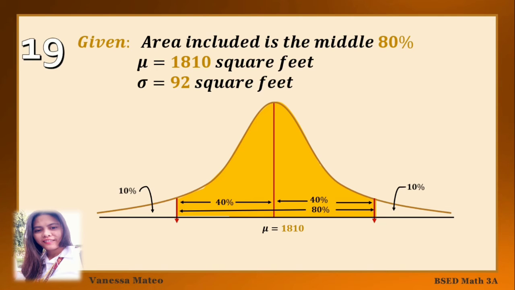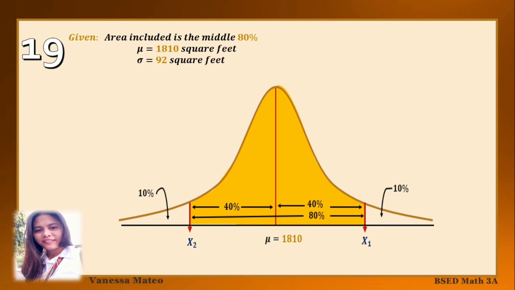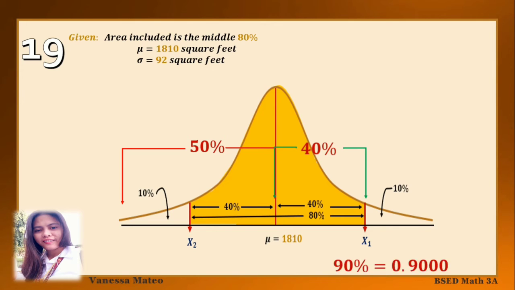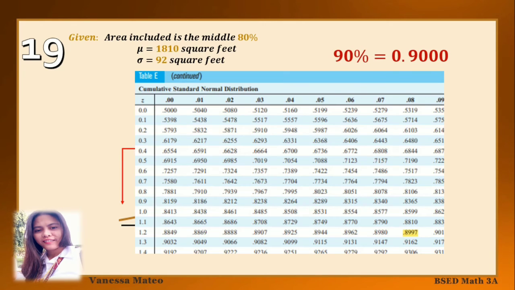Now, this figure shows that two values are needed: the minimum and maximum sizes of the homes the contractor should build. To get the area to the left of the positive z value, we have to add the 50% of the total area below the mean and the area between the mean and the positive z value, which is 40%. So 50% plus 40% is 90%, which is equal to 0.9000. Now let us use Table E to look for the closest z value to 0.9000. It is not in this table, but this area, 0.8997, is much closer to 0.9000, and the closest z value is 1.28.